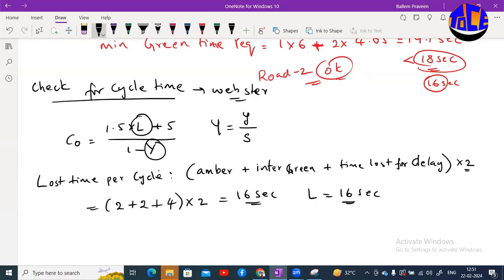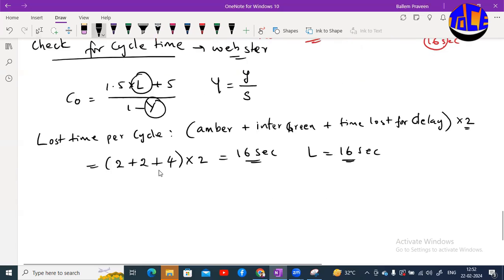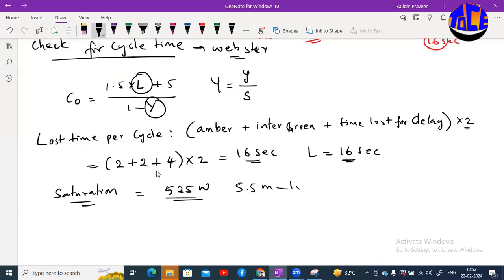And what else do you need to find? Y values we know, Y1 and Y2. First let us find the saturation values, then the Y values will be clear. IRC provides a formula to find the saturation value, that is 525 into W, where W is the width of the road. This formula is applicable for widths ranging between 5.5 meters and 18 meters.